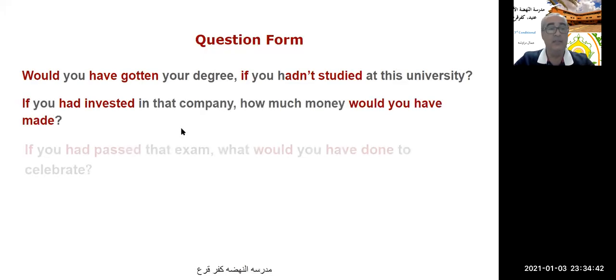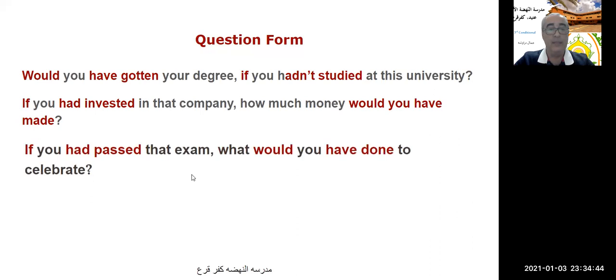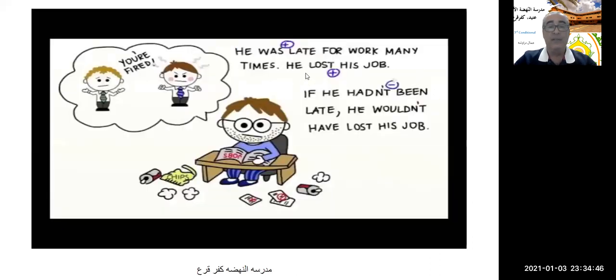All right, let's move on again. Okay, look at this picture which illustrates and explains more about the third conditional. We have here two sentences. He was late for work many times. He lost his job. So both actions took place in the past. He was late and he lost his job.